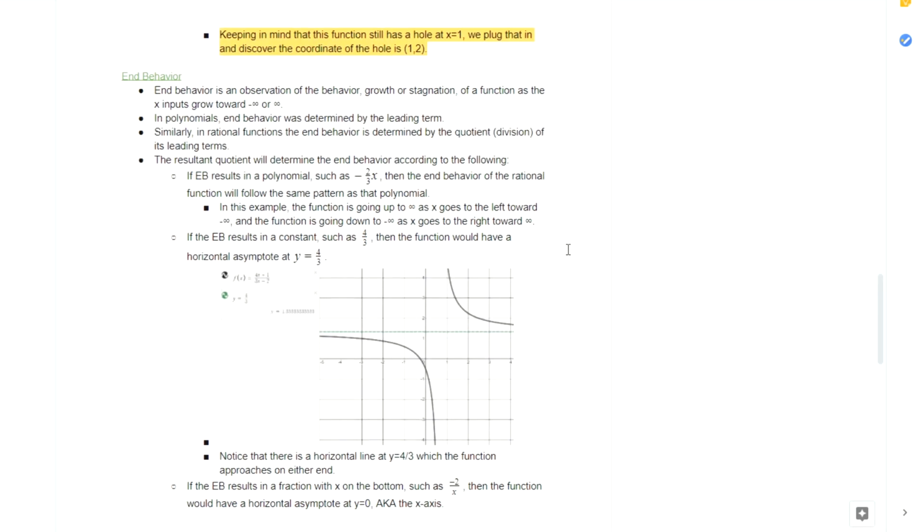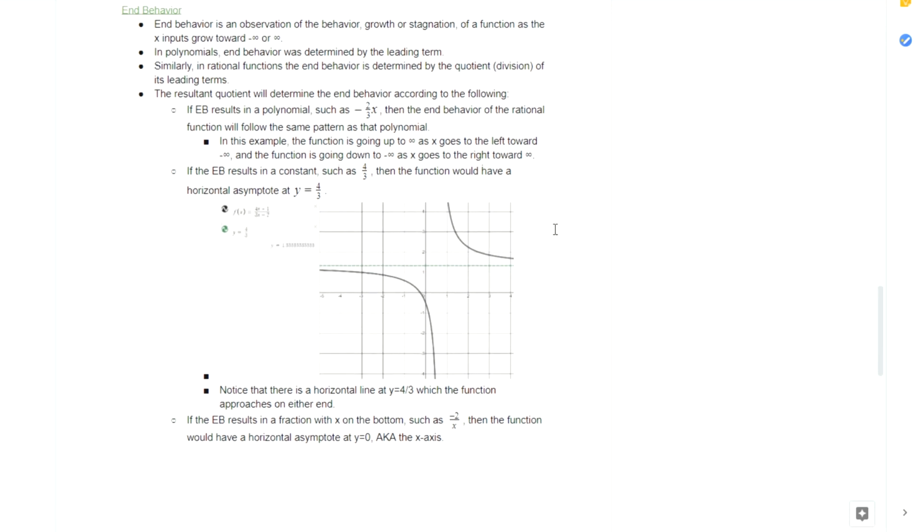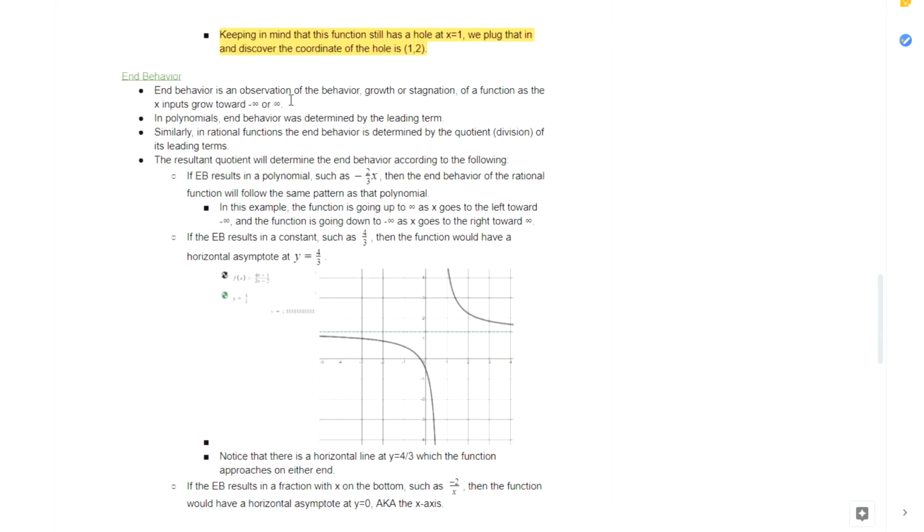And then finally, end behavior, y'all. A little quick recap about end behavior. End behavior is essentially just an observation of the behavior, the growth, or any stagnation, like flattening of a function as the x inputs grow towards negative infinity or infinity. That's basically meaning as x goes to negative infinity is just as I go to the left. As x goes to positive infinity is just as I go to the right. So it's like, what's the function doing as I go to the left and the right?